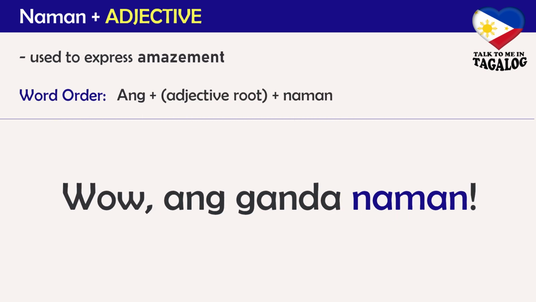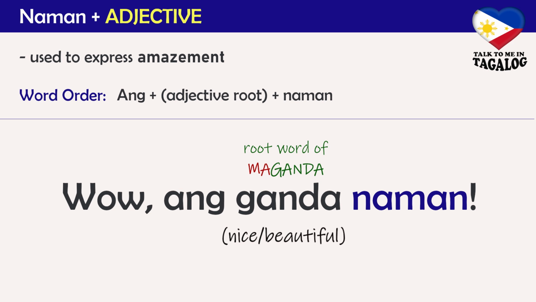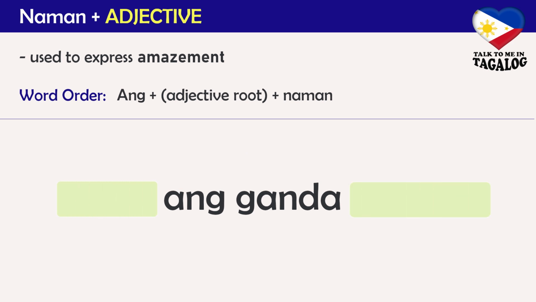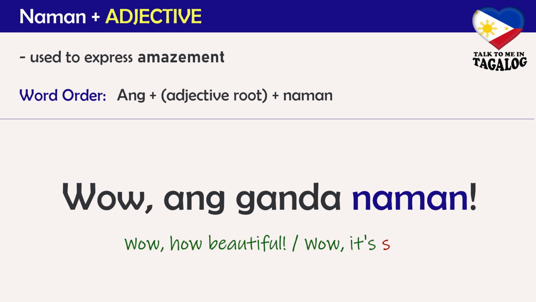Another use of naman with an adjective is to express amazement. For example, wow, ang ganda naman. Ganda is the root word of maganda, meaning nice or beautiful. When you say ang ganda, you're simply stating that something is beautiful. But when you say ang ganda naman, you're like round-eyed with amazement. Wow, how beautiful, or wow, it's so nice. Ang ganda naman.